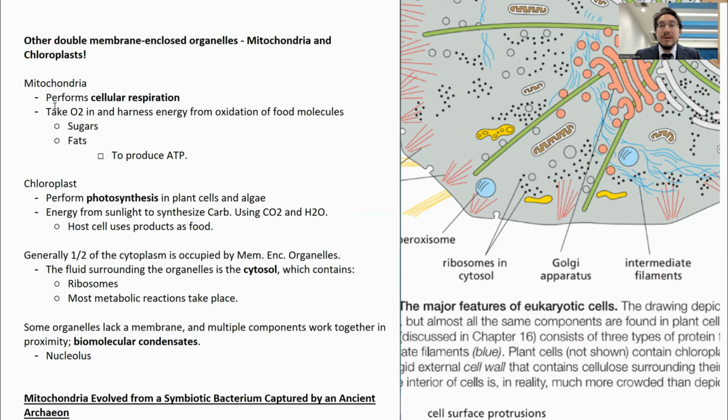So you want to produce energy in the form of ATP to do your other cellular processes, or many cellular processes, right? So via oxidation reactions.